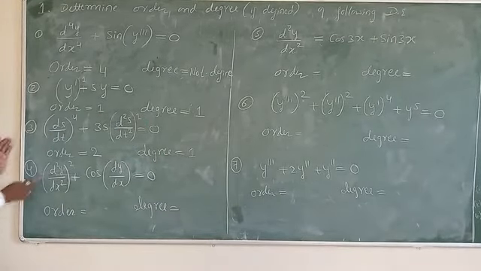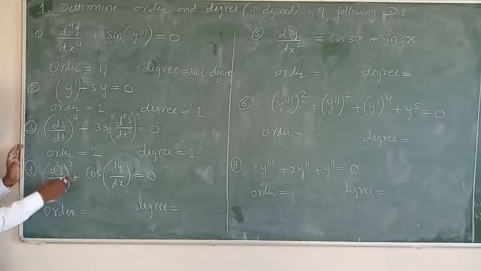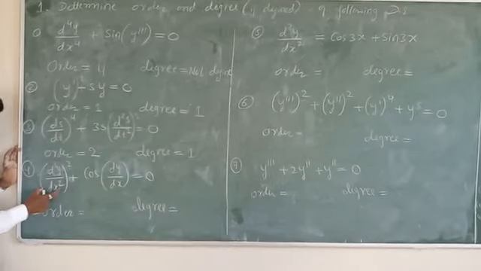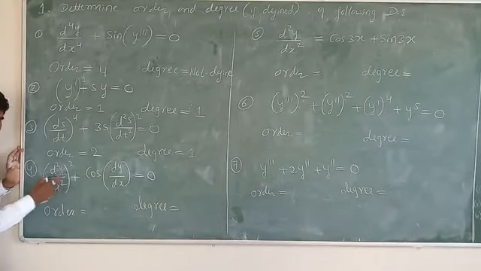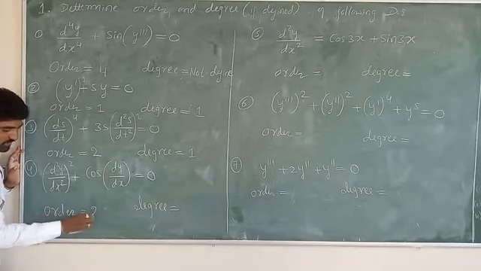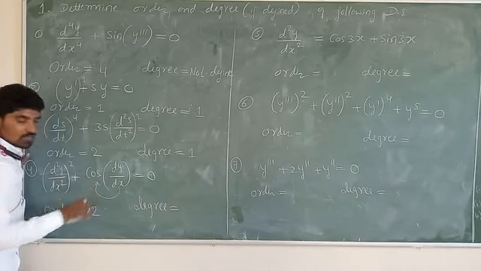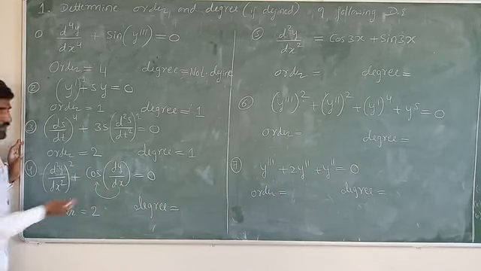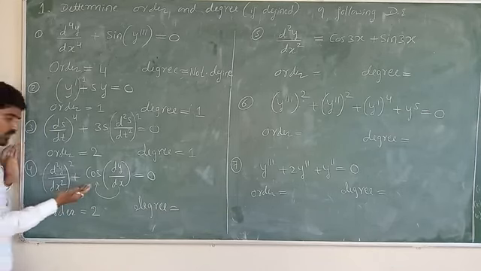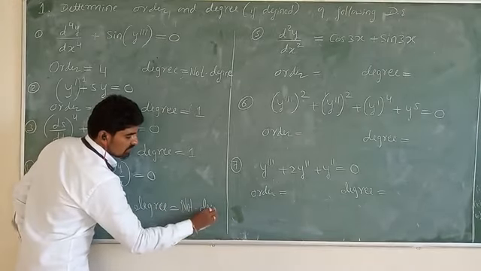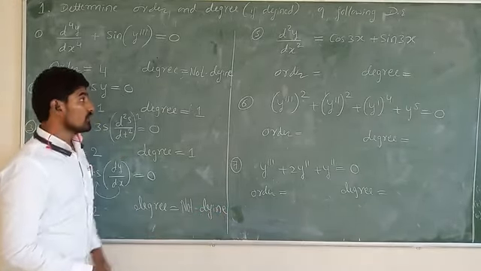And next, (d^2y/dx^2)^2 plus cos of dy/dx. This is the first order derivative, this is the second order derivative. So the highest is second order. Therefore, the order of the differential equation is 2. And here dy/dx is involved with the cos function. Therefore, this differential equation is not polynomial in derivative. Therefore, the degree of this differential equation is not defined. I hope all of you understand.